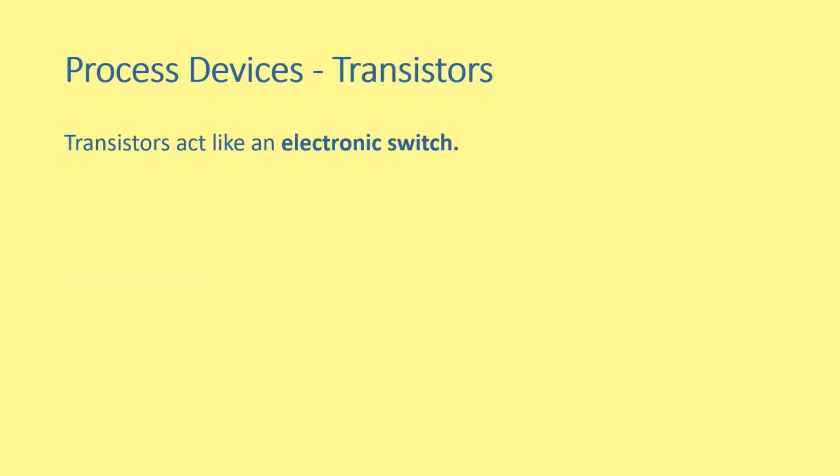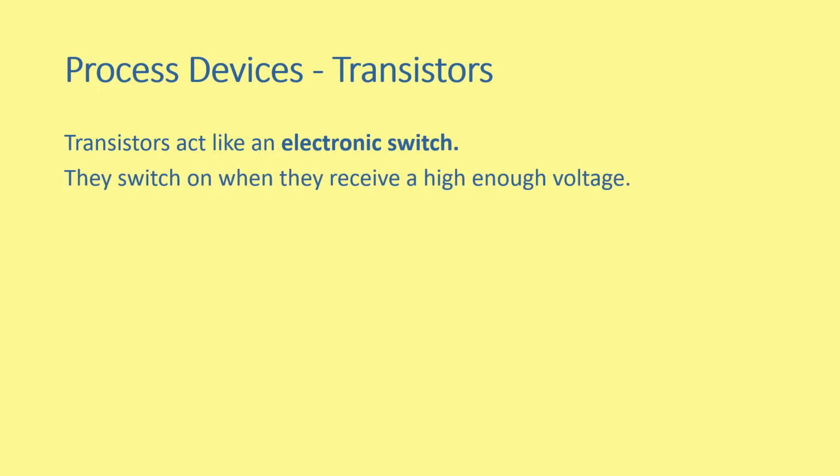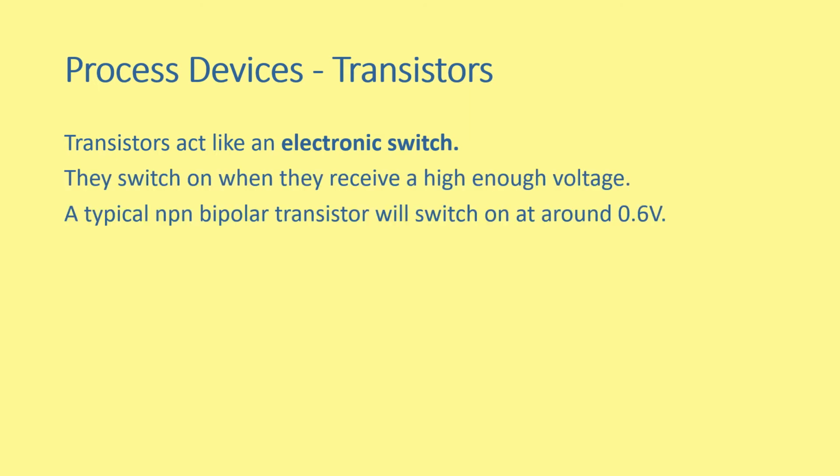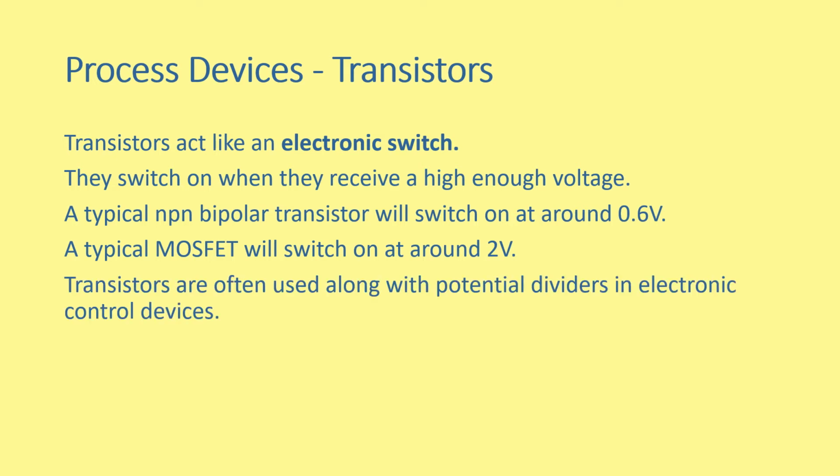Transistors act like an electronic switch. They switch on when they receive a high enough voltage, and a typical NPN bipolar transistor will switch on at around 0.6 volts. A typical MOSFET will switch on at around 2 volts. Transistors are often used along with potential dividers in electronic control devices.